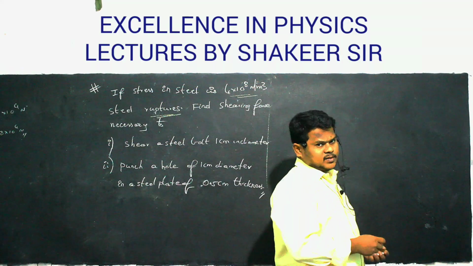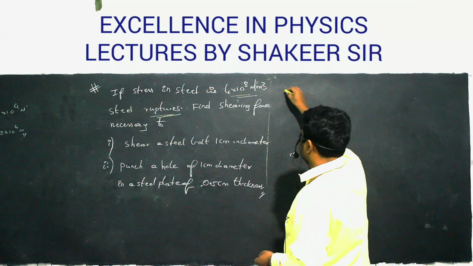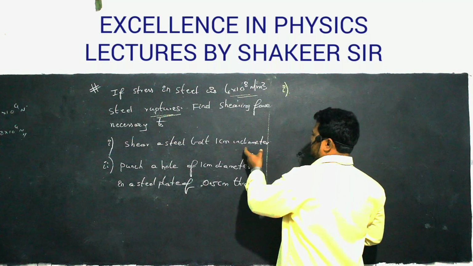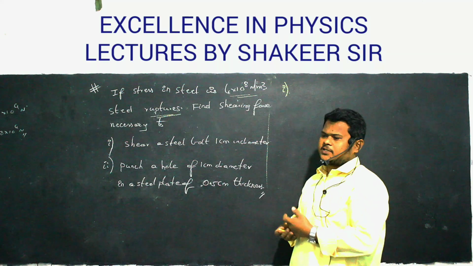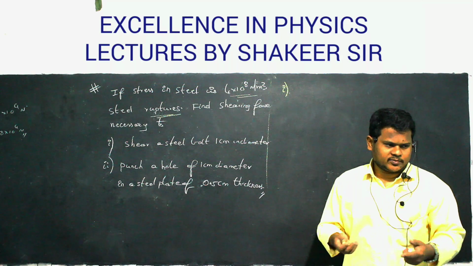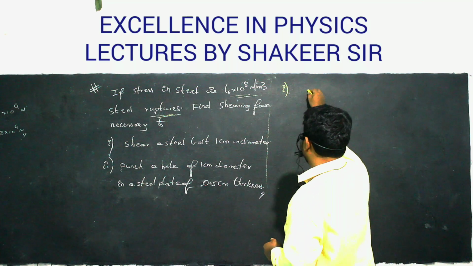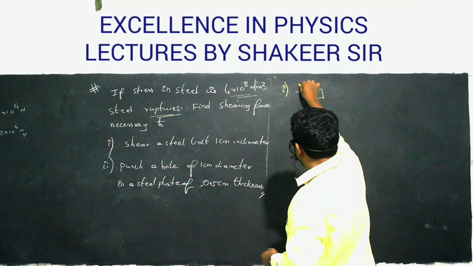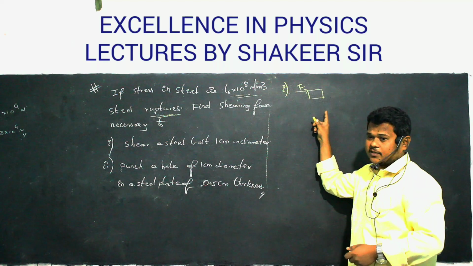Okay. So what is the first one he is asking? He wants to shear a steel bolt 1 centimeter in diameter. Shearing means changing shape, no? For example, if this is a steel bolt, clear ma? I have to apply force here. Tangential force I have to apply.